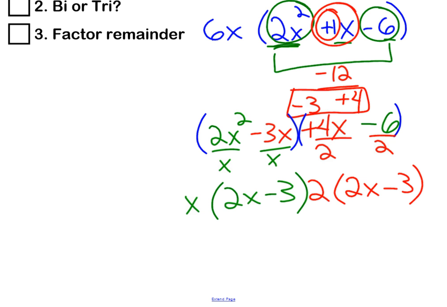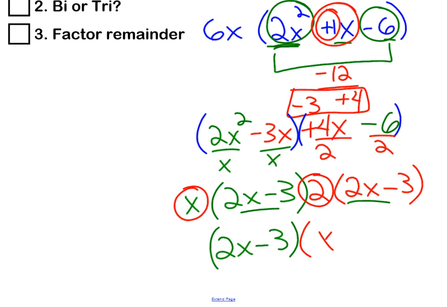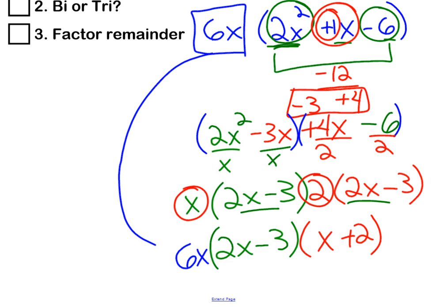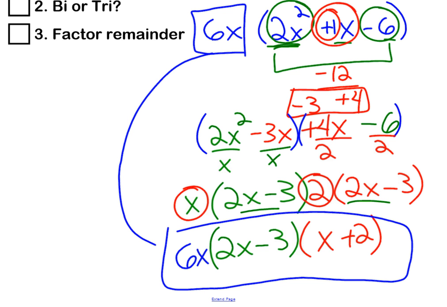I know that my first part of my answer is going to be my repeated parentheses of 2x minus 3. The second part of my answer is going to be my greatest common factors pushed together, x plus 2. And of course, do not forget, the most common mistake people make is forgetting that original greatest common factor. There you have it, final answer, and you did it.